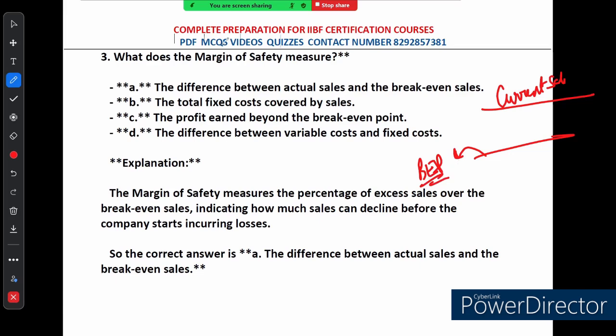Option B says the total fixed cost covered by the sale. This is wrong. This sounds close, but it's actually not what the margin of safety is. Option C says the profit earned beyond the break even point. While this sounds close, it's actually not what margin of safety measures. Option D says variable cost and fixed cost difference. This is not margin of safety, right? So the correct answer is option number A.